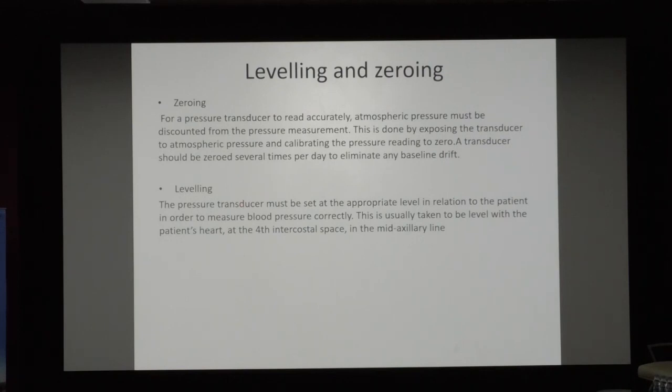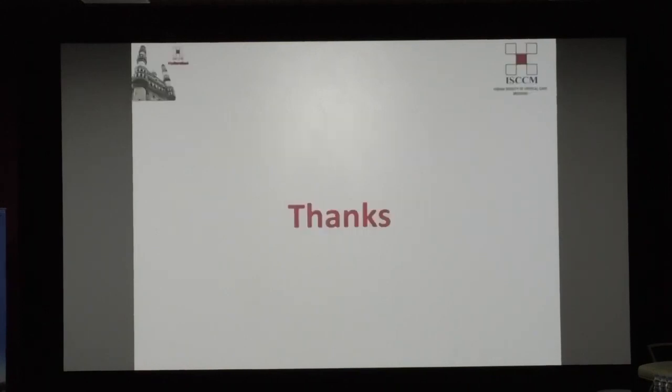Leveling and zeroing. For a pressure transducer to read accurately, atmospheric pressure must be discounted from the pressure measurement. This is done by exposing the transducer to atmospheric pressure and calibrating the pressure reading to 0. Leveling means the pressure transducer must be set at the appropriate level in relation to the patient. The level is generally taken at the patient's heart, at the 4th intercostal space in the mid-axillary line.